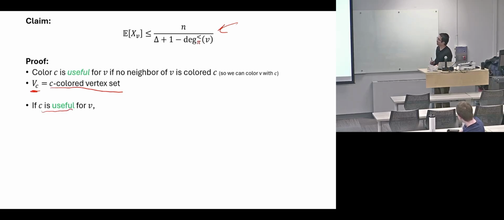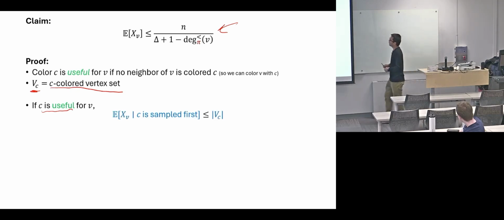Now if C is useful, I want to analyze this. I claim that if C is useful, and let's say that I am given that C is sampled as the first color, then how much time would I spend on V? The time that I would spend on V is just the size of the vertex set with color C. I query all of the nodes with color C, check that I'm good, that no one is adjacent to me, and I color V with C. I'm done.